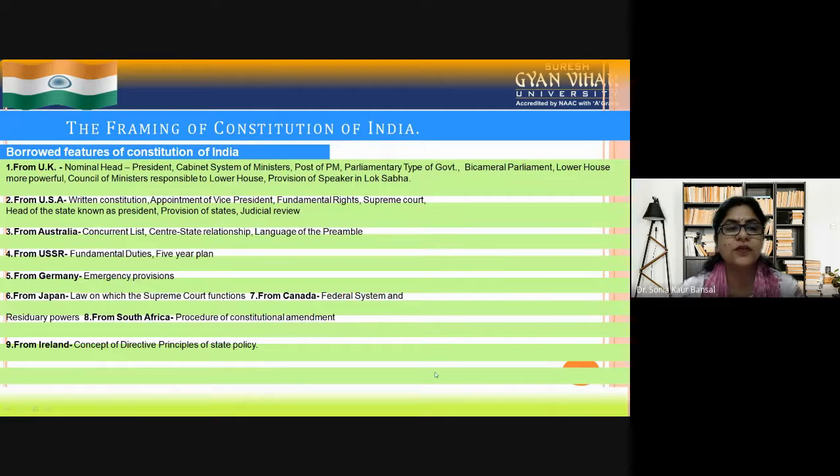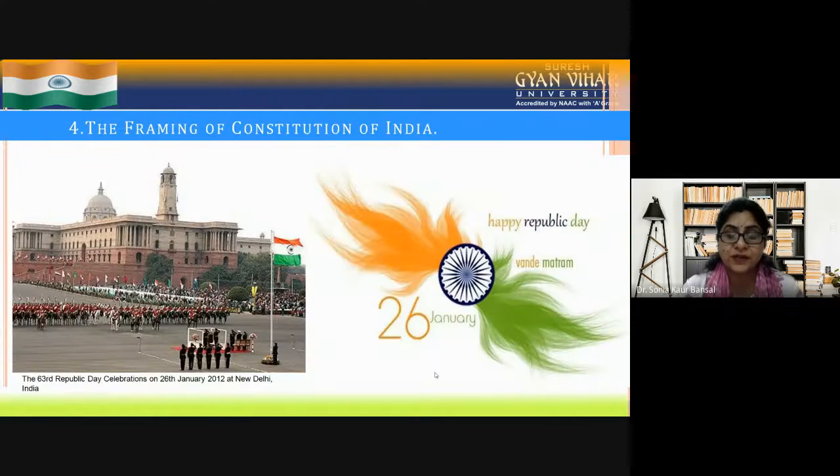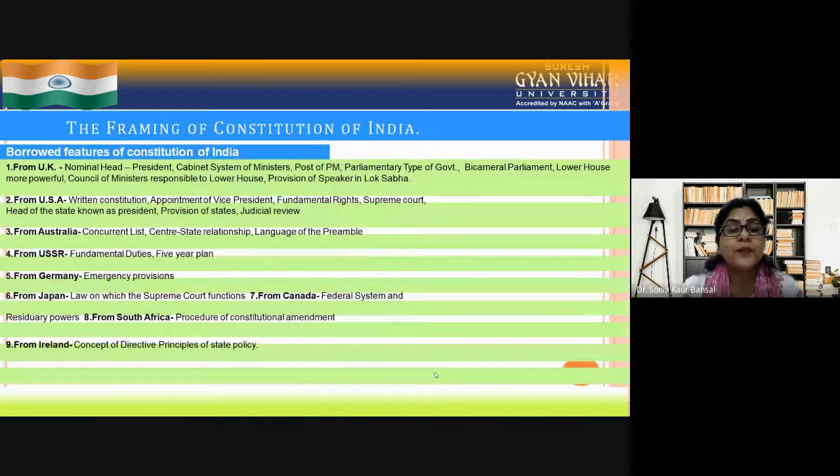So first of all, from the UK: the concept of nominal head, president, cabinet system, post of prime minister, parliamentary type of government, bicameral parliament, lower house being more powerful, council of ministers responsible to the lower house, provision of Speaker in Lok Sabha. All these concepts are taken from the UK. Remember this, students, in a very nice way.